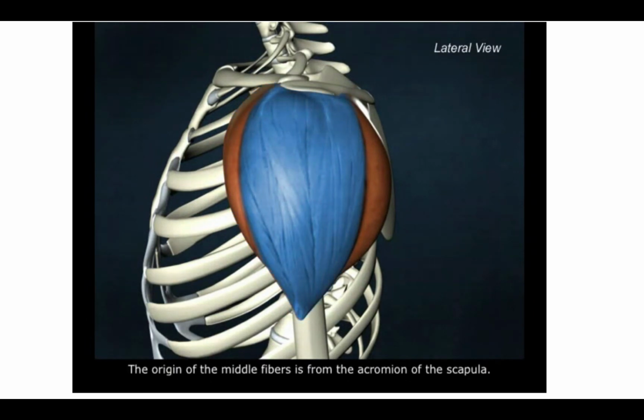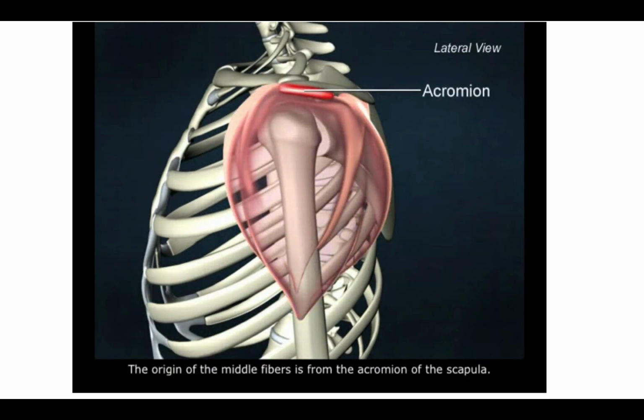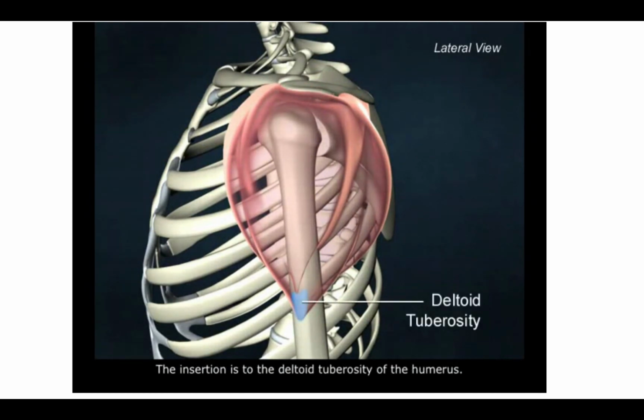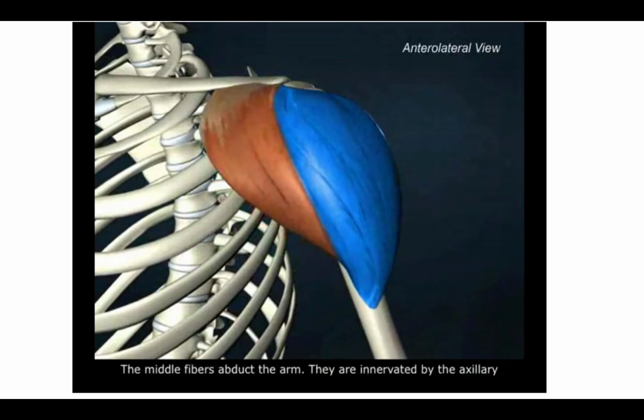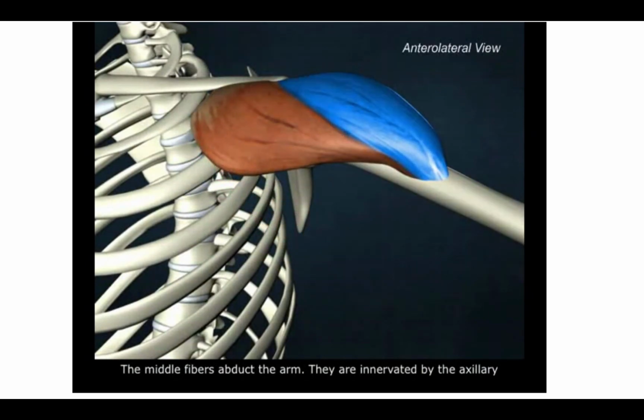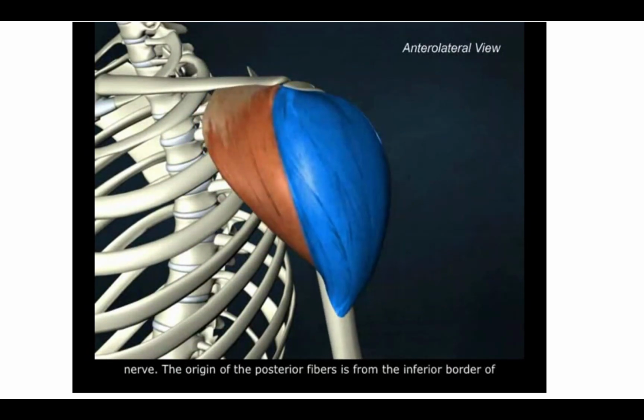The origin of the middle fibers is from the acromion of the scapula. The insertion is to the deltoid tuberosity of the humerus. The middle fibers abduct the arm. They are innervated by the axillary nerve.